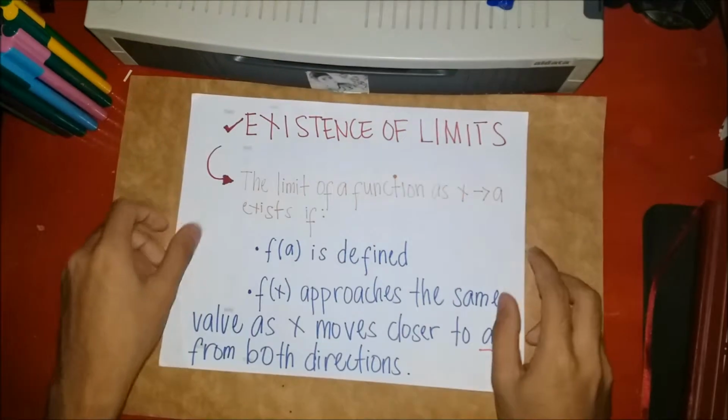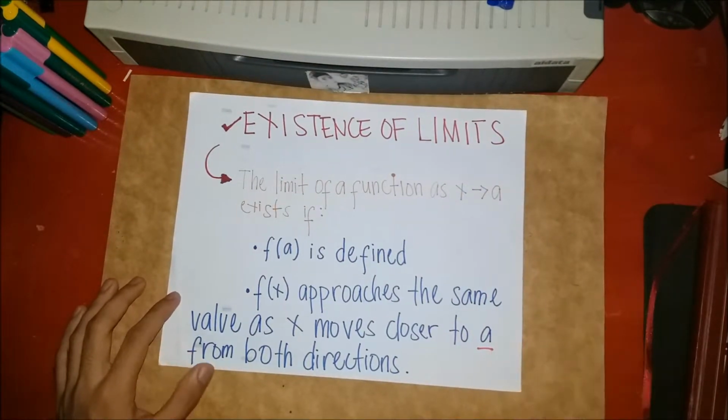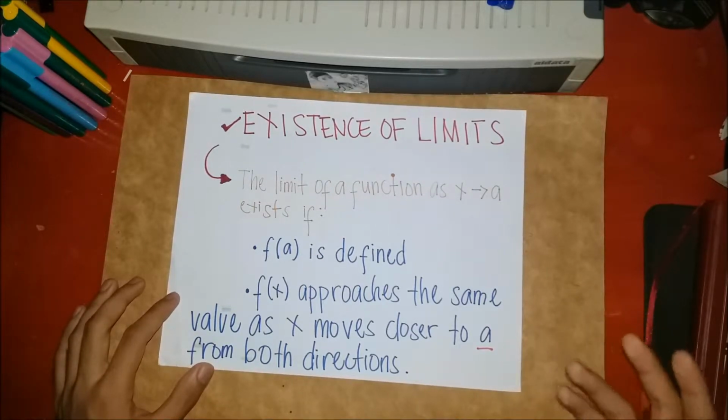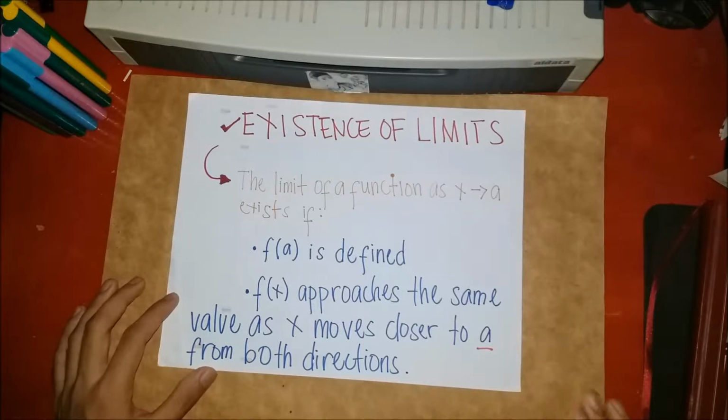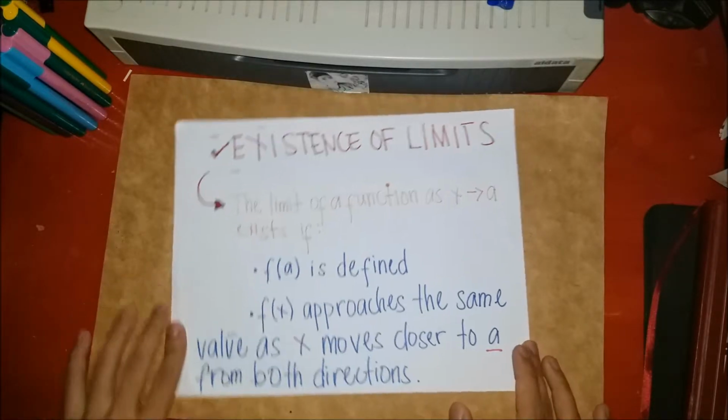So, we can determine if our limits exist if we follow these two conditions. The limit of a function as x approaches a exists if f of a is defined, or f of x approaches the same value as x moves closer to a from both directions. In this video, I will teach you about one-sided limits and two-sided limits briefly. But first, let's go ahead to one-sided limits.